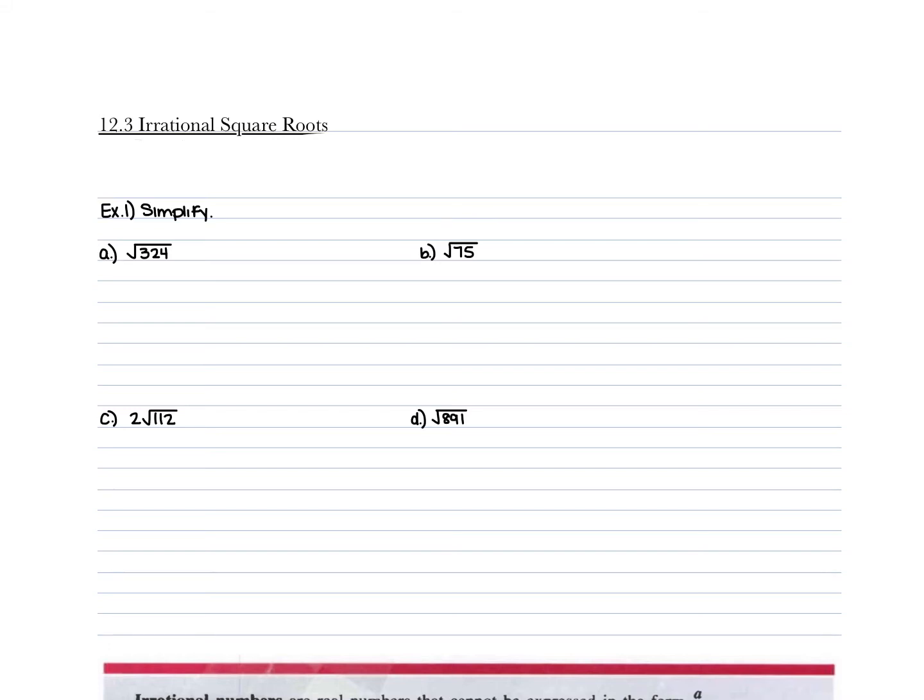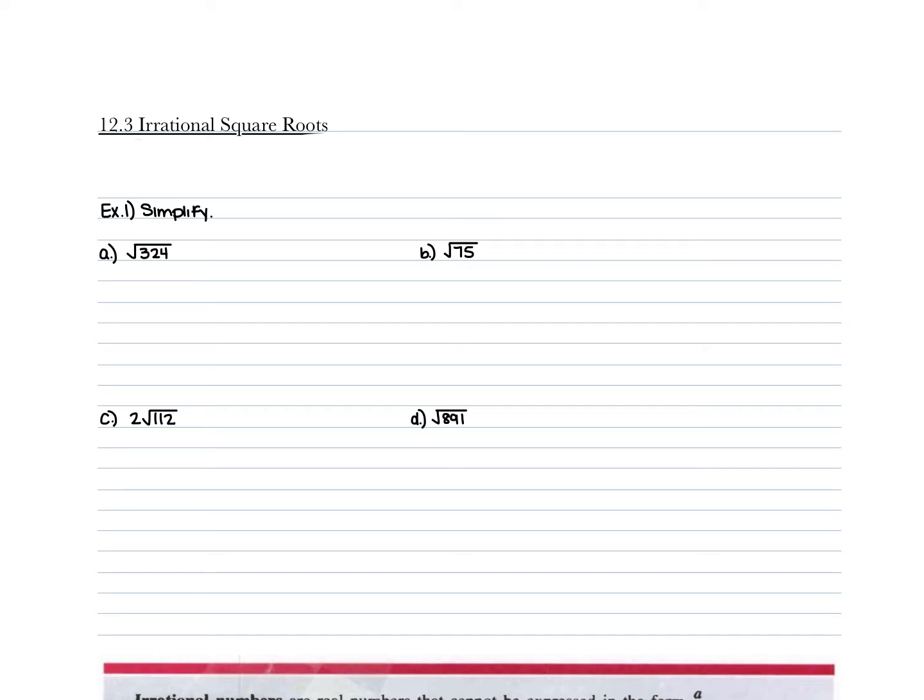12.3 goes over irrational square roots. When we are finding these irrational square roots, we are going to leave them as a radical. So we're going to have our answers in radical form. If we look at example 1, we are just simplifying these.